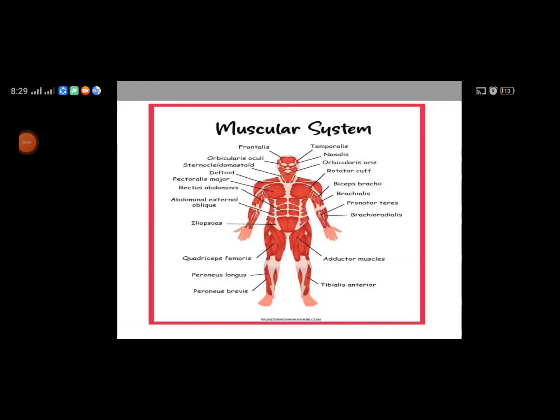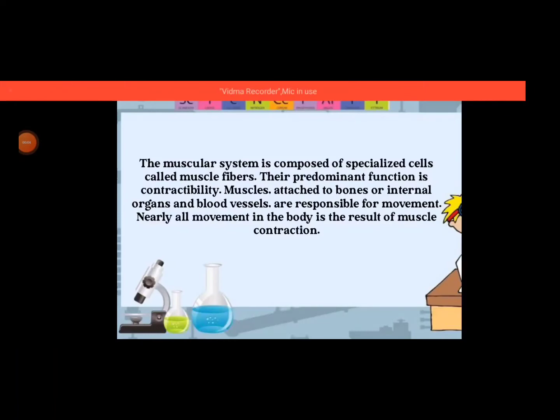Muscular system. The muscular system is composed of specialized cells called muscle fibers. Their predominant function is contractibility. Muscles attached to bones or internal organs and blood vessels are responsible for movement. Nearly all movement in the body is the result of muscle contraction.